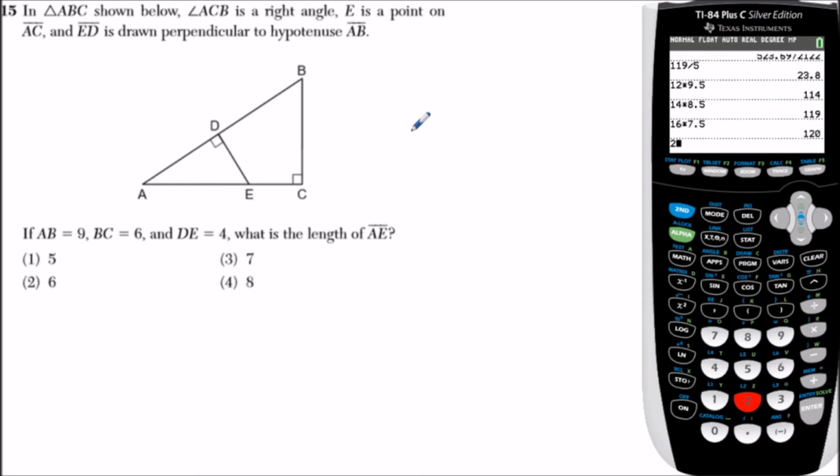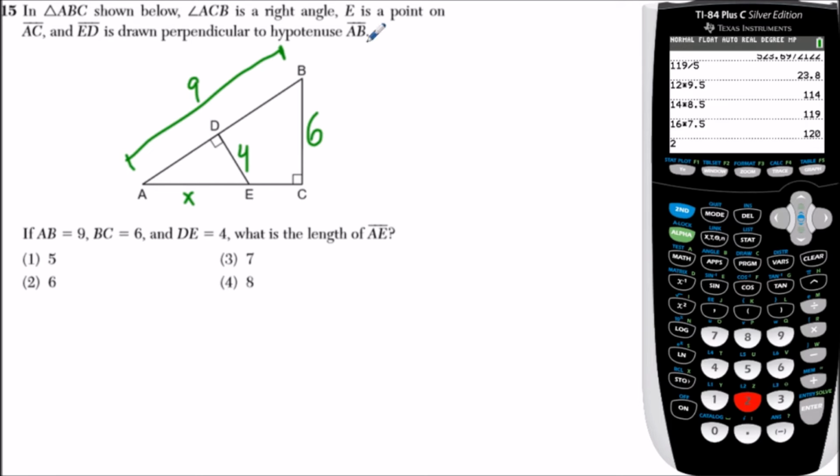Okay, so for question 15, we have a right triangle and a perpendicular line is drawn to the hypotenuse. So what we could do first is just label everything. So AB, the hypotenuse of the big triangle, is 9. BC is equal to 6. DE is equal to 4. And we want to know what is the length of AE. So we're looking for this piece here.